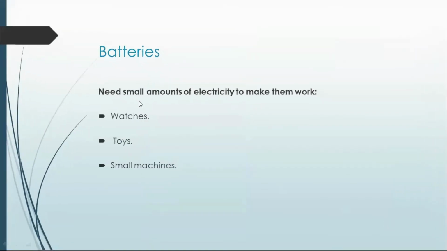Now, beta, we are going to discuss another thing, batteries. Batteries are something that need a very small amount of electricity to make them work. Like the watch, different watches use batteries like cells. We call those batteries what? Cells. Watches which use cells are working on batteries. There are some toys which use batteries. You must have some toys at your home as well which use batteries. Then there are some small machines which use batteries.